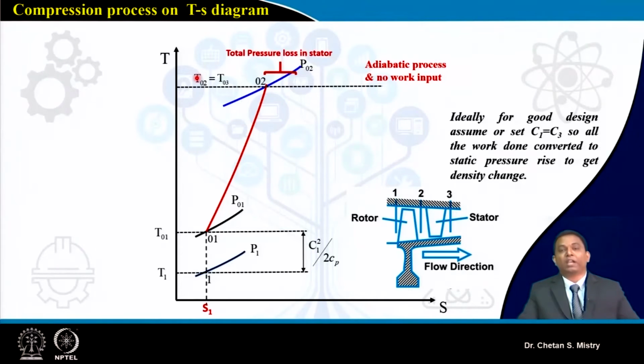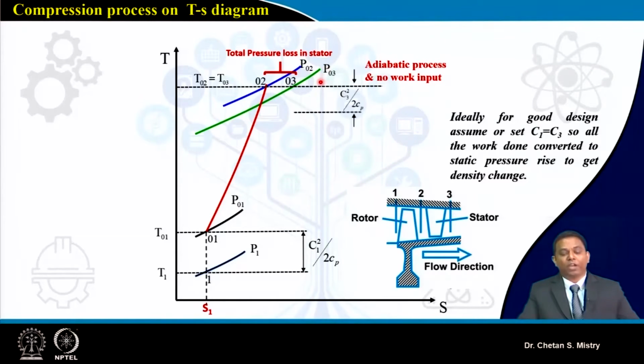But here, if you look, I will be having some losses that are happening in my stator. These losses are because of frictional losses, because of my aerodynamic losses. Because you can understand my stator blade is made up of a solid body. So there will be a drop of pressure from P02 to P03. So this is what is representing my total pressure loss. Now at the exit I will be getting my pressure as P03.